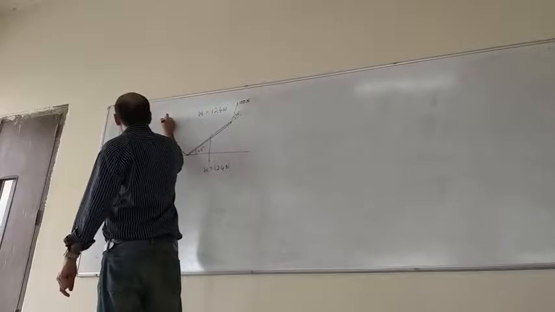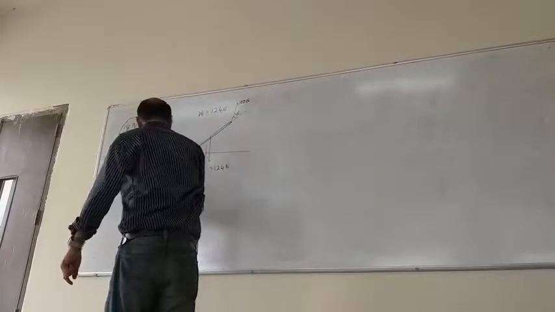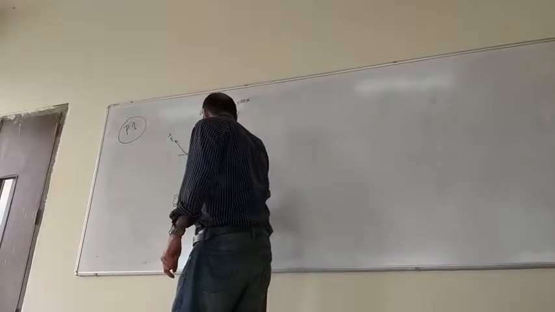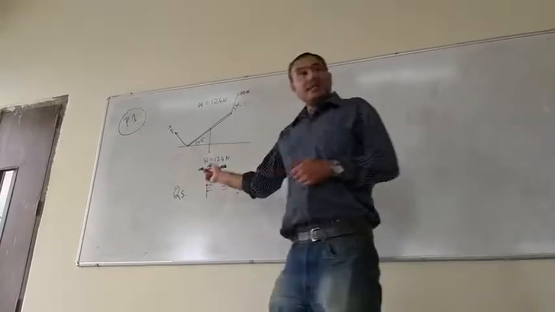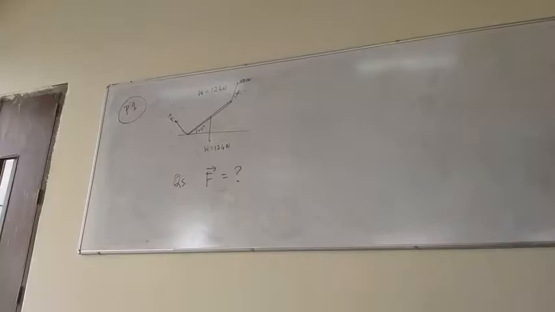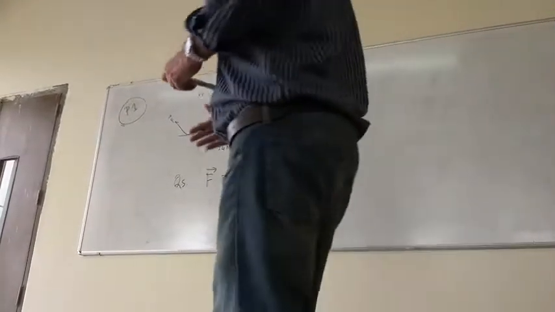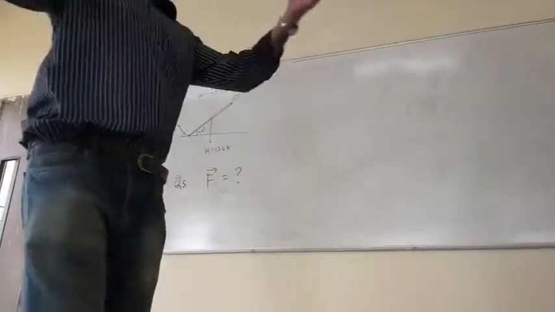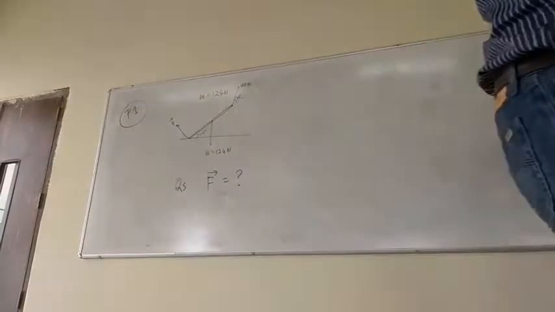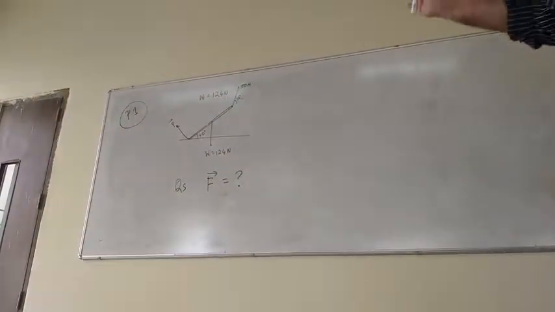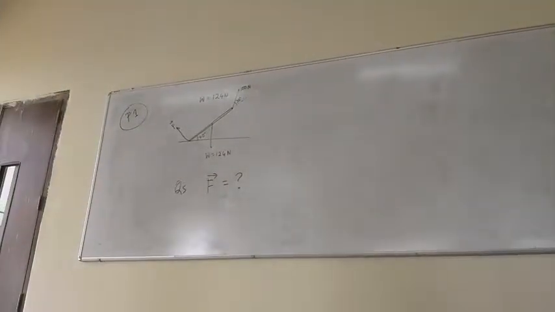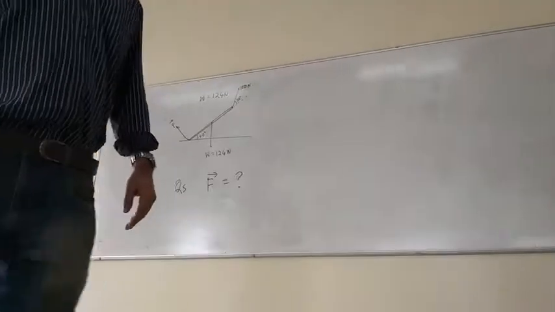So the question is to figure out the vector F. And since it's a vector, you need the magnitude as well as some sense of direction, which the angle will give. Okay. So it's a static problem. There is no motion or dynamics involved here. What do you do to solve this problem? What is to be done?